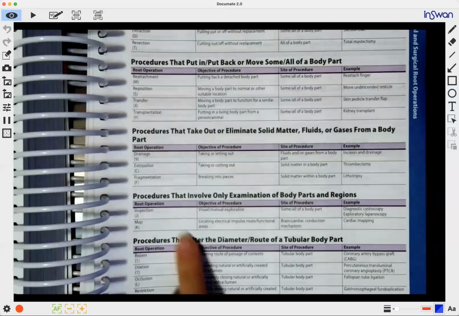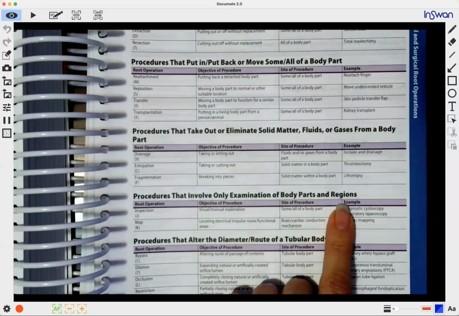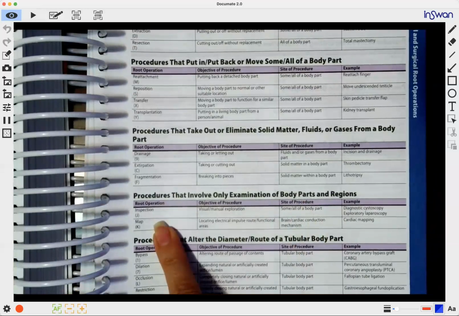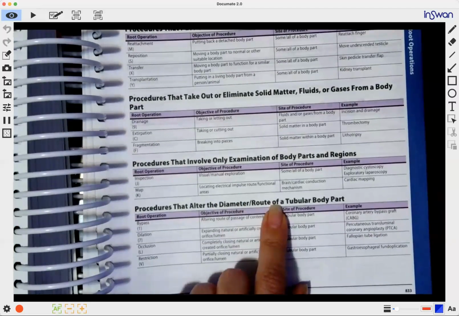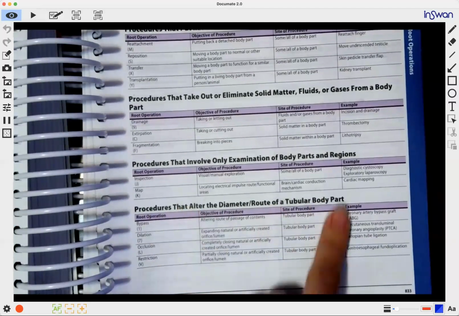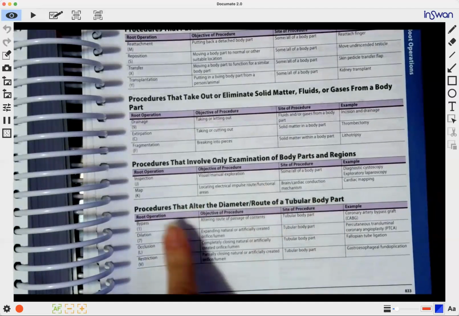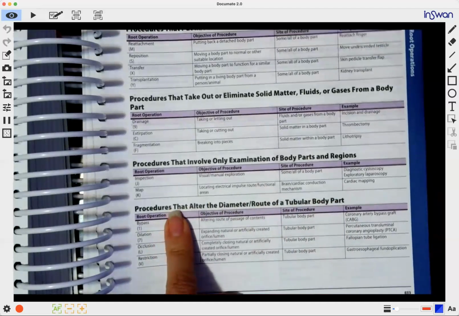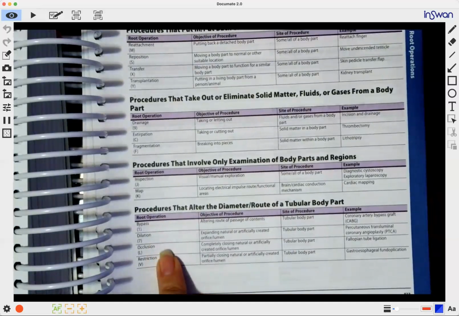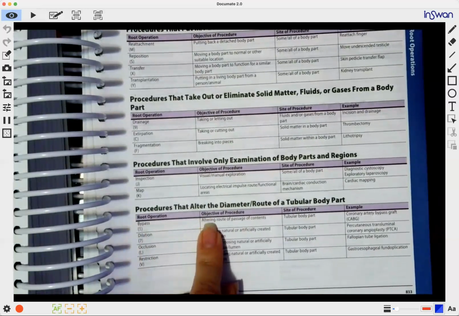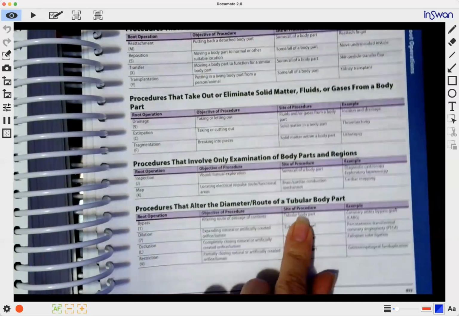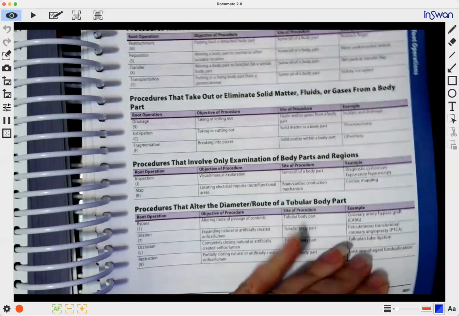Procedures that involve only examination of the body parts or regions, inspection and mapping. Procedures that alter the diameter or root of a tubular body part. So all of these, we're talking about tubular body parts, and they're altering the diameter or the root. So we talked about dilation versus occlusion versus restriction. So those ones either partially closing, completely closing, or expanding. And then bypass is rerouting. So that's the difference, but all tubular body parts. And then you can see the examples here.